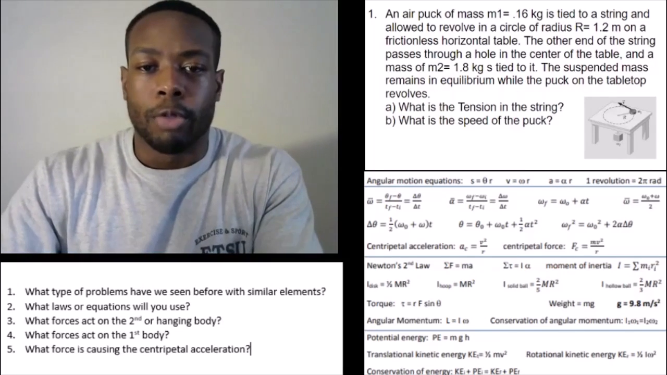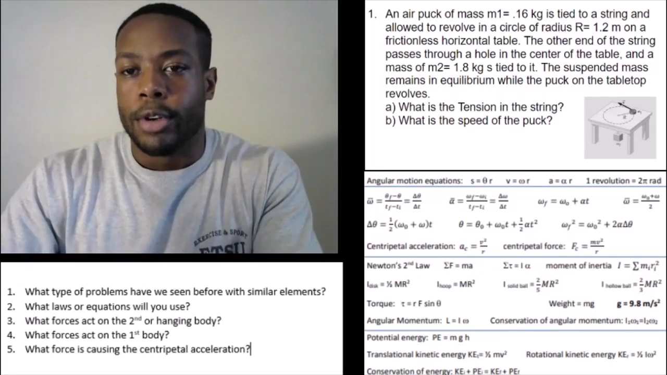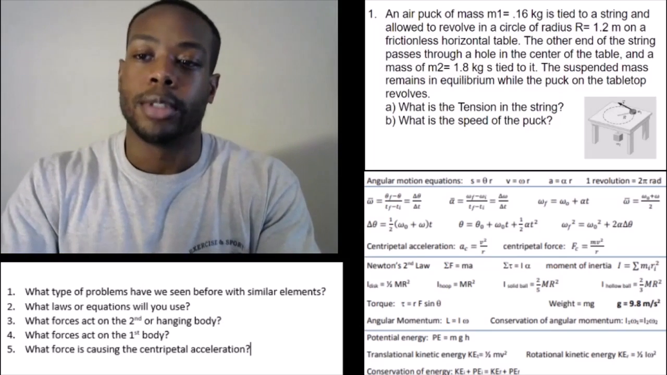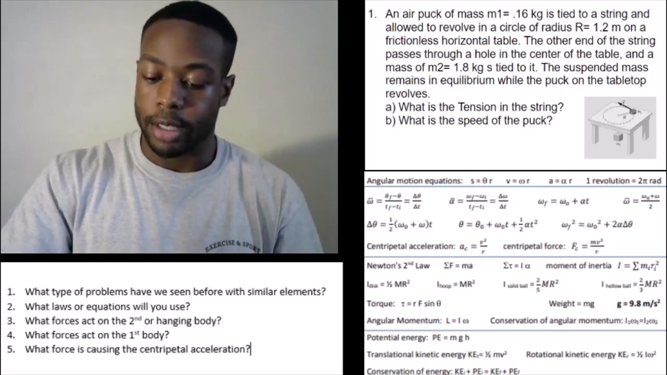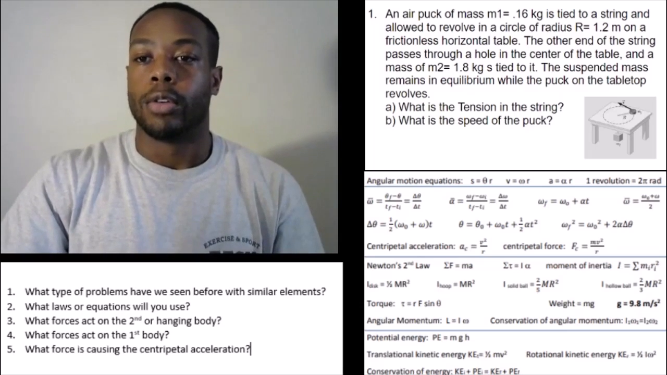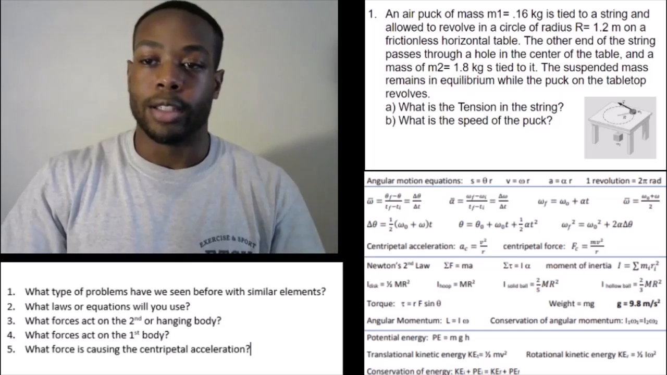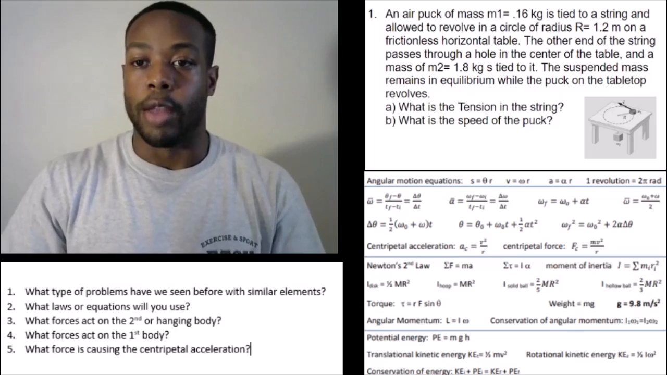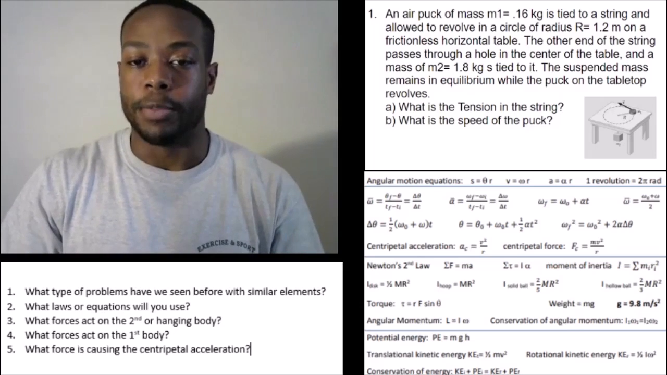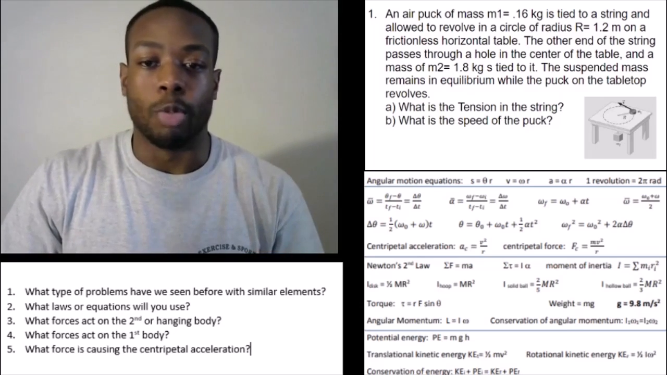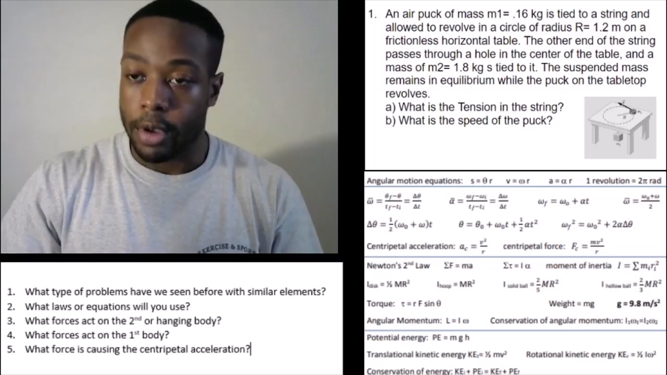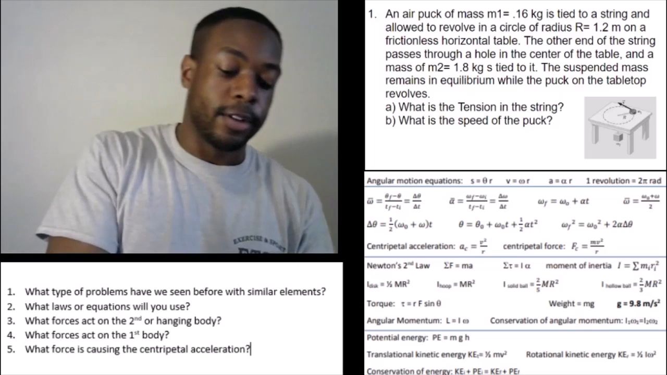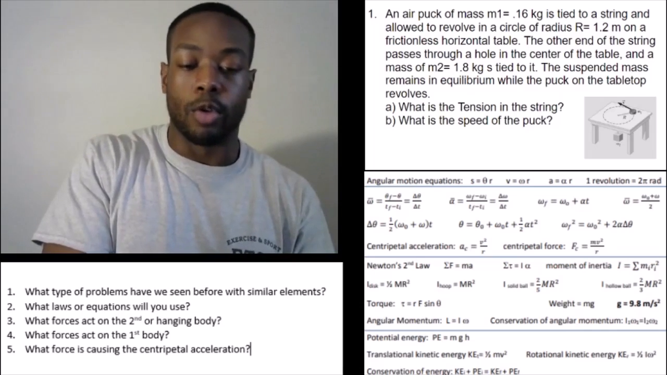So the first problem we're going to review is the air plug problem. We've got, of course, mass 1 is 0.16 kilograms tied to a string. It revolves in a circle of radius 1.2 meters. And we also know that the mass suspended below the table is 1.8 kilograms. So 0.8. We want to find first the tension and second the speed or velocity.